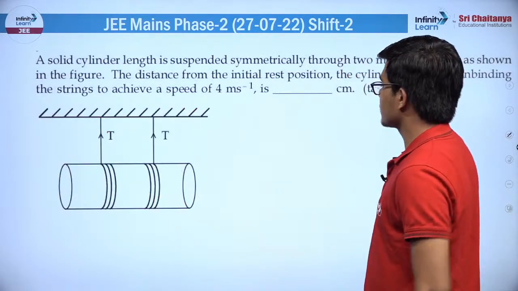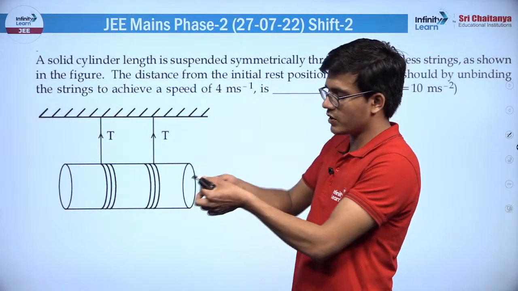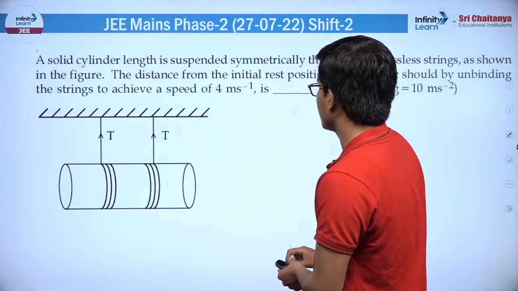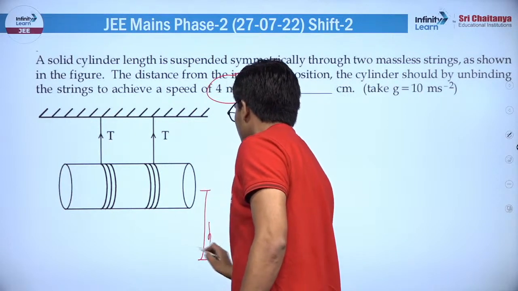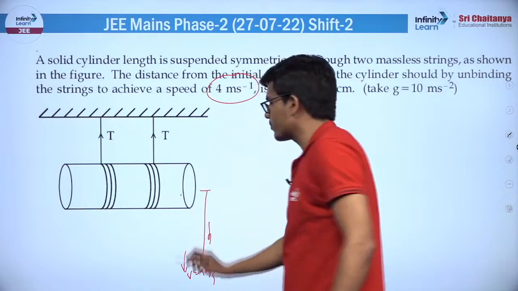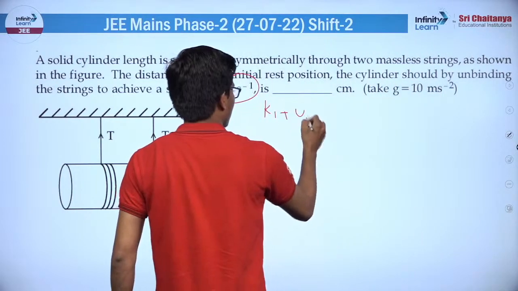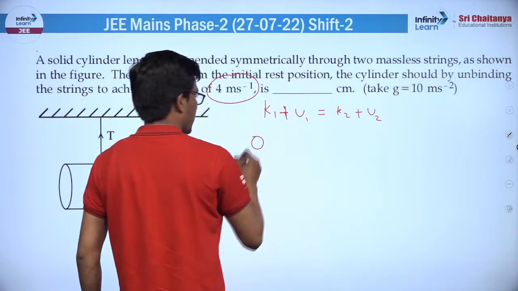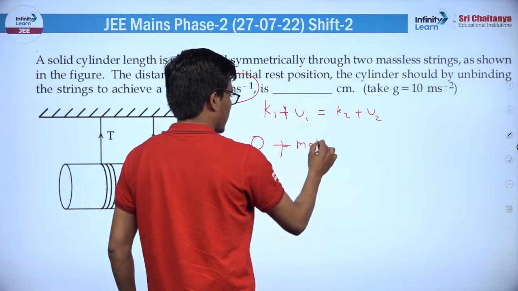Moving to the next question. Obviously, if there is a string like this and you release it, it will keep rotating and will go down also. In this case that will happen. Now he is asking after how much descent of height it will achieve a speed of 4 meter per second. From here to here you can apply energy conservation, that is K1 plus U1 is equal to K2 plus U2. Initially it is released, so the initial potential energy you can write as mgh.